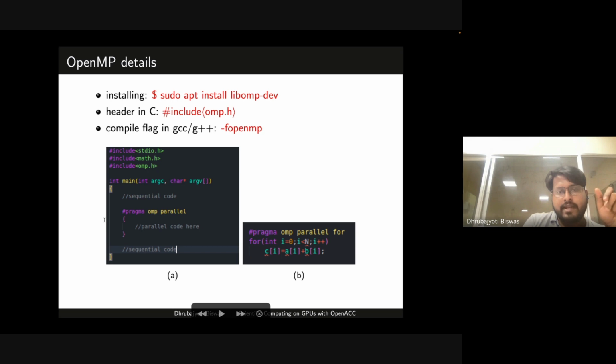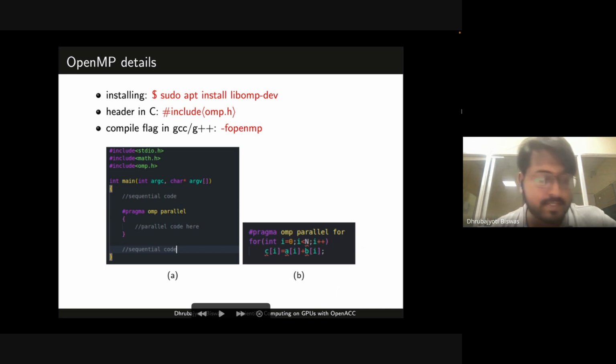This is a direct parallel region, and this is what is called work sharing. This is some work that is being shared. So for loops can be targeted for parallel execution using #pragma omp parallel for. And again, once you have this, you have to compile your program using gcc or g++ with the -fopenmp flag. Okay, so these are the basic examples.